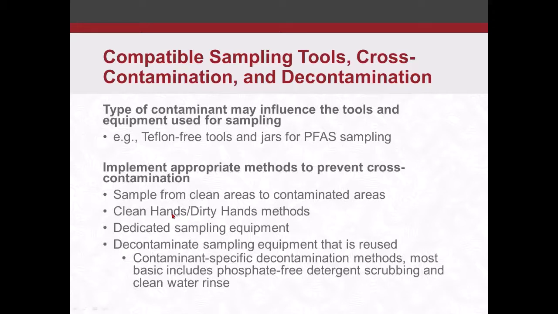Clean hands, dirty hands methods. This is where you have a two-person sampling crew. One's down in the trenches doing the sampling. They're the dirty hands. They're collecting the sample and putting it in the container. And then you have the clean hands, getting the sample after it's been wiped off relatively clean. They're doing the labeling and the processing and the packaging. That will help prevent cross-contamination further on after the sampling has been completed.